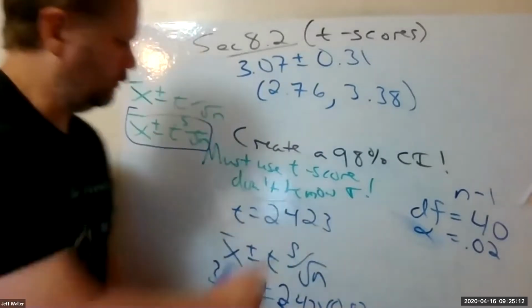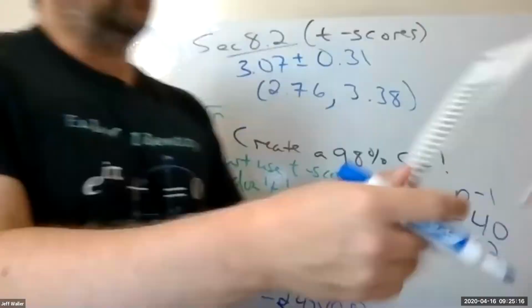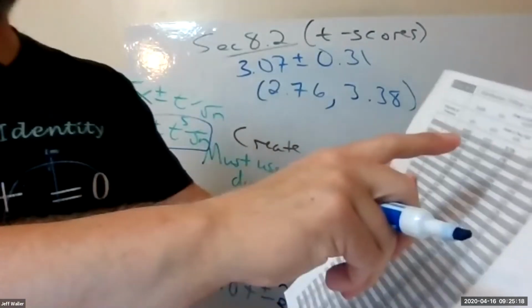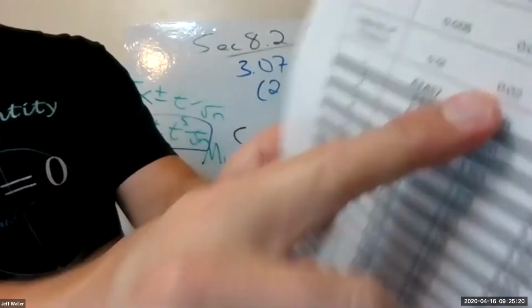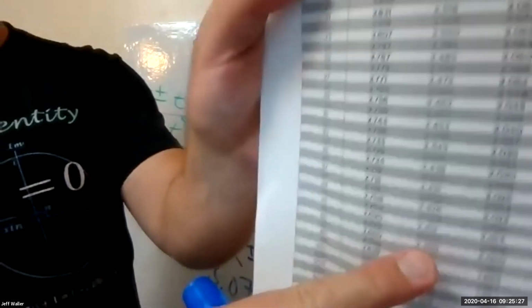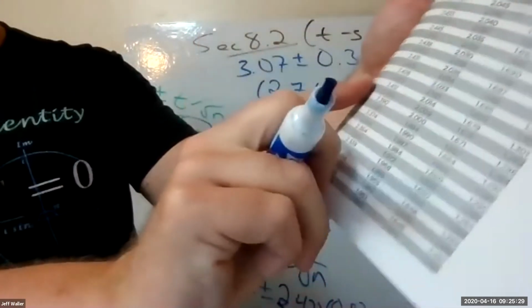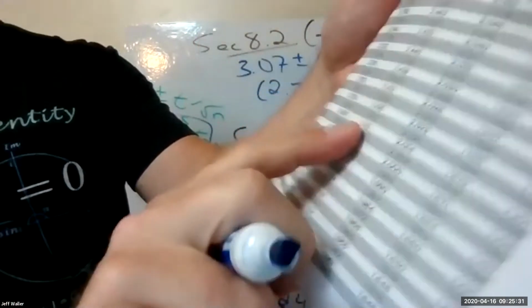Yes, 2.423. So it was 0.02 area in 2 tails. So I'm in this column, and then I stopped at 40, right? Let me see if I can even do it. All right, there you go. Can you guys see that? There it is. Am I pointing at the right thing? I don't know. All right.